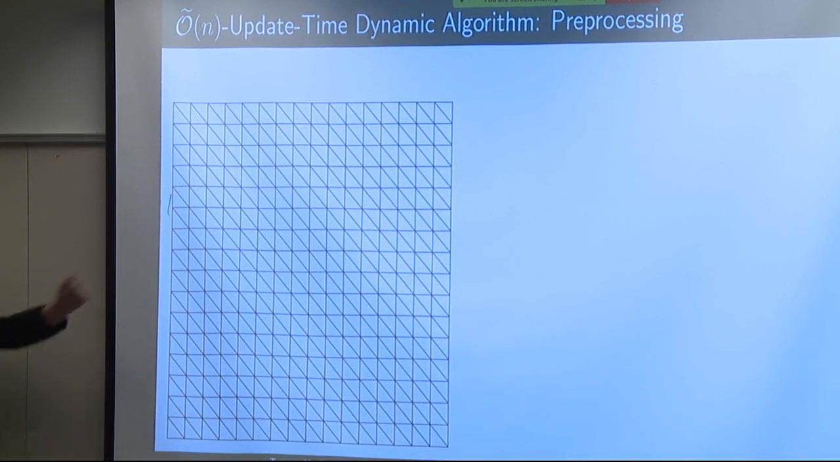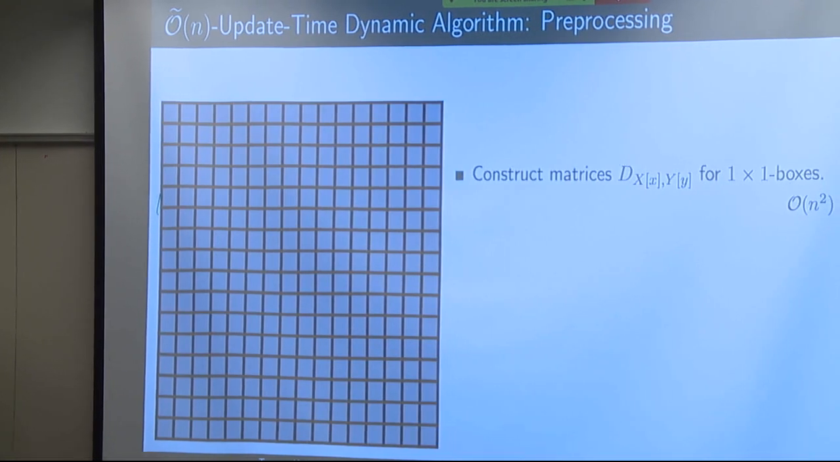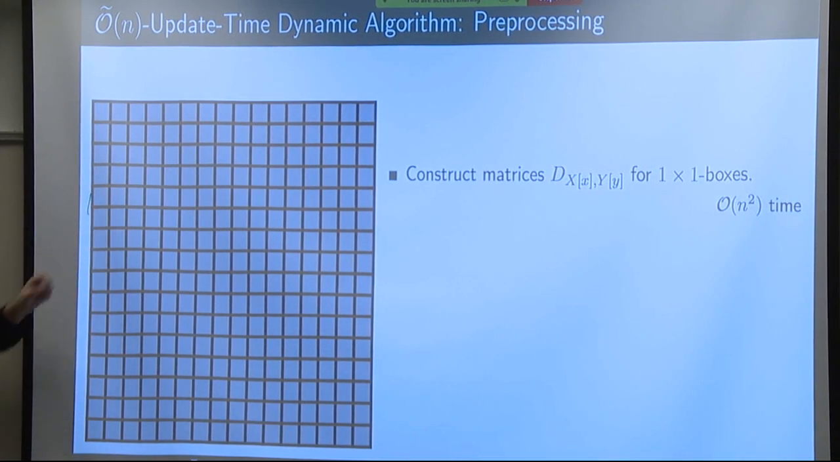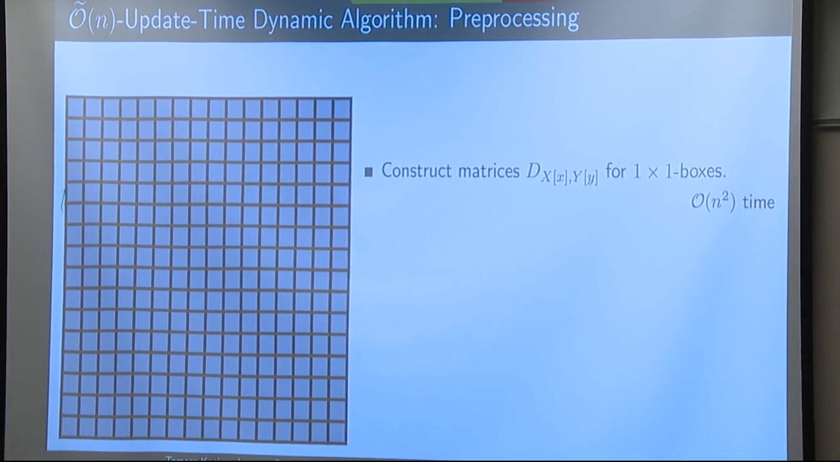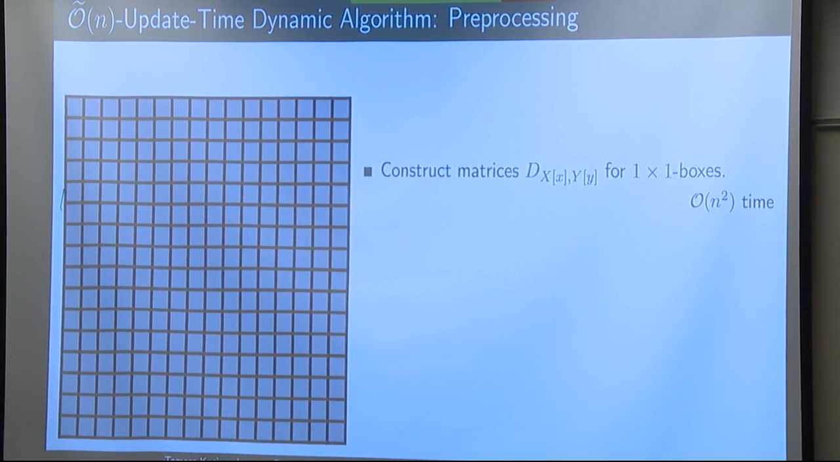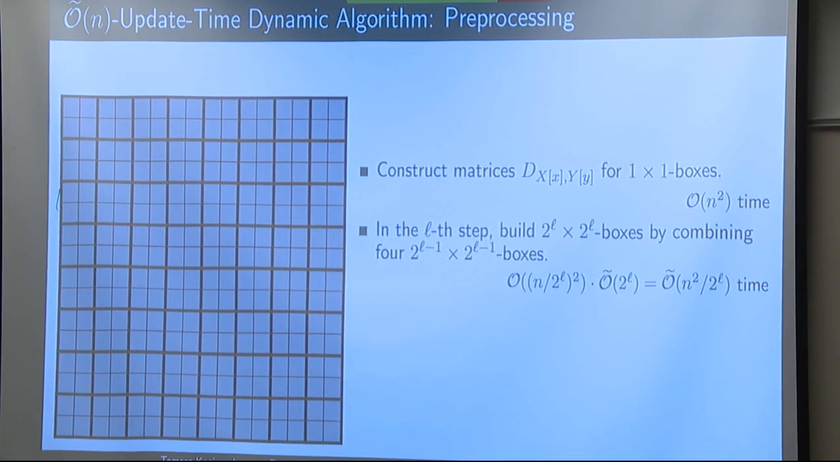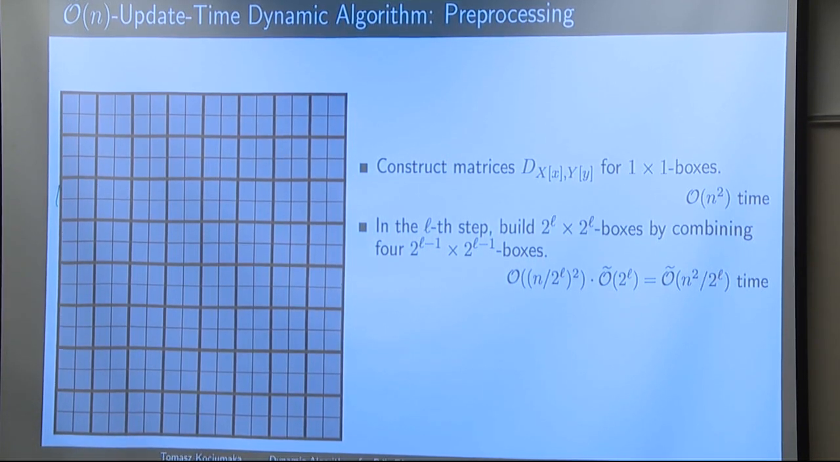OK, so we have this alignment graph. And what we can definitely do is we can build a distance matrix for every single cell in this graph. And then we can keep combining these tiny cells into larger and larger boxes. So we will simply use dyadic intervals. So we will have boxes of size 1 by 1. And then every such box can be grouped together with 3 of its neighbors. And we will have a partition of this grid into boxes of size 2 by 2.